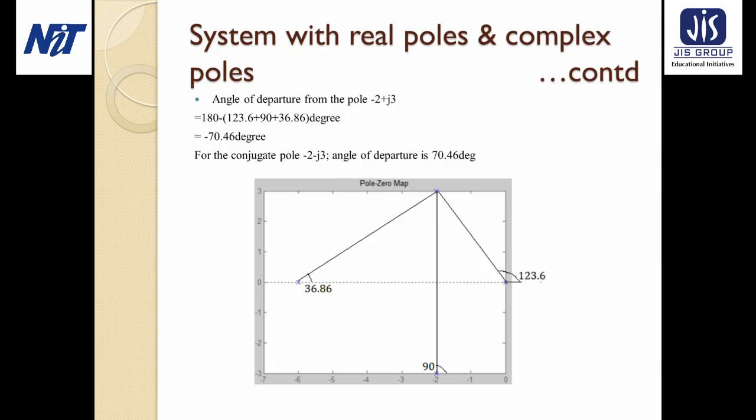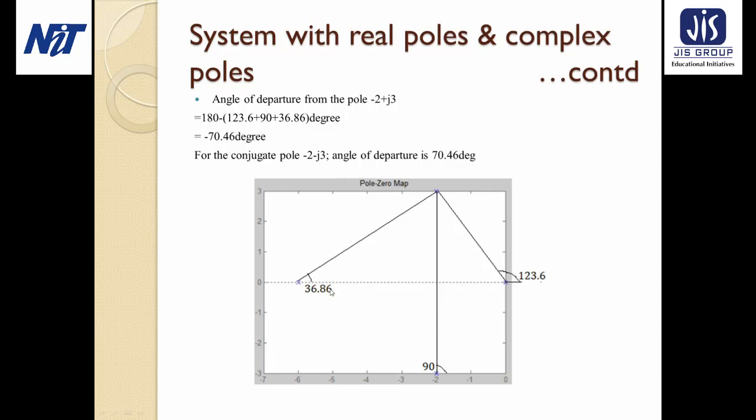So now to find out the angle of departure from this pole minus 2 plus j3, we need to connect it with all other open loop poles and open loop zeros. Here only open loop poles are present, so we are connecting this minus 2 plus j3 with the remaining poles by a straight line. Now we need to measure this angle. You can measure this angle by using a protractor, or you can use the formula tan inverse y by x. So after getting this angle, we are getting 123.6, here it is 90 degrees and this is 36.86.